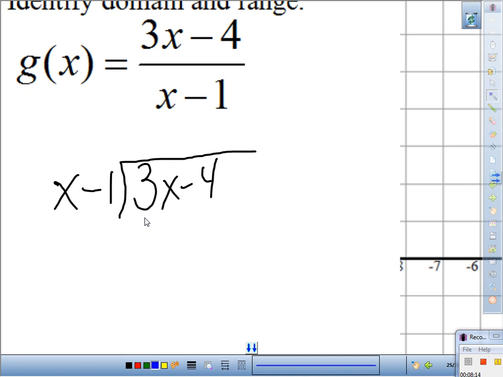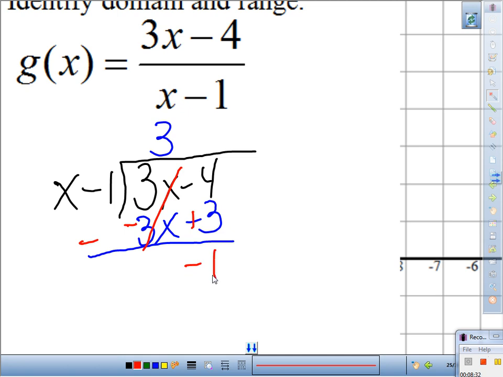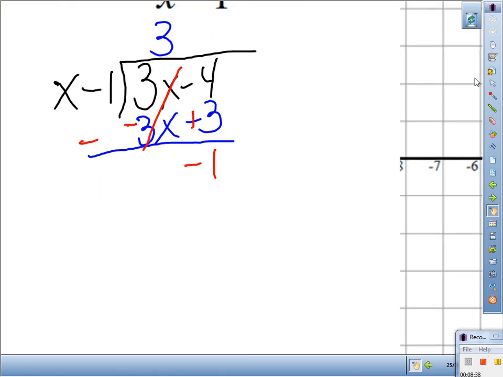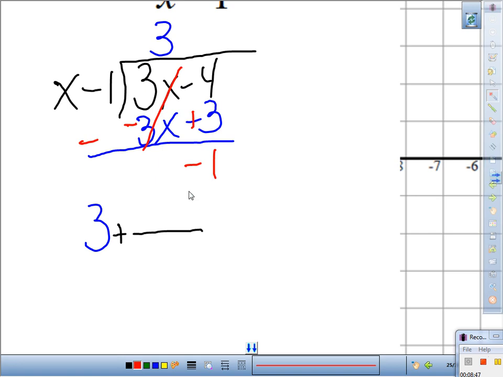What number times x gives me 3x? 3. So 3 times x is 3x. 3 times -1 is -3. I'm going to subtract. And what does that do to this? It's a negative. And what does that do to this? Positive. So this cancels. We're left with -1. Are we there so far? All right. So if I need to rewrite this, what is my whole number right now? 3 plus the remainder. What was my remainder? -1 over x minus 1. Is everybody following so far from our long division?